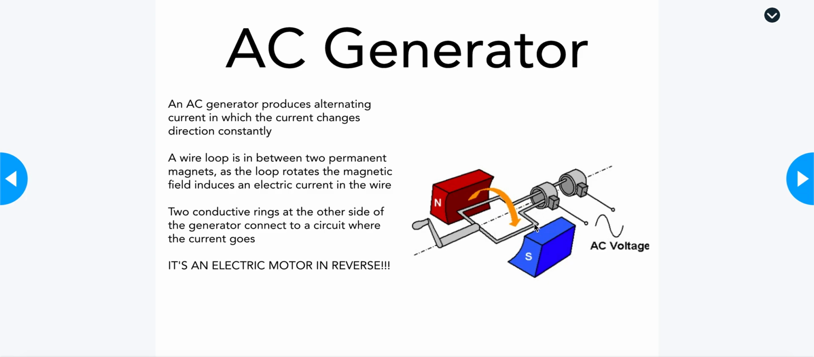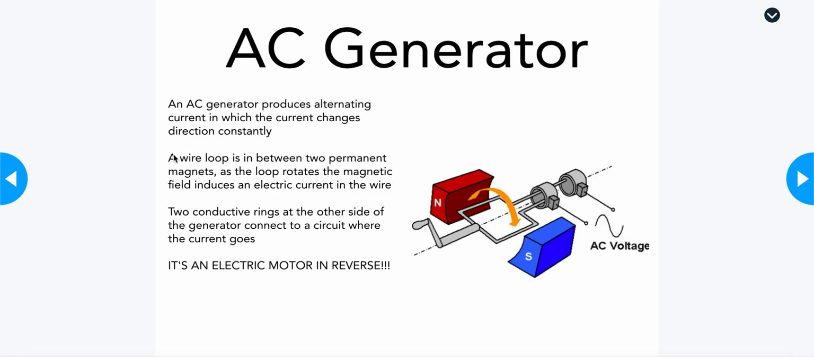What we have here is a loop of wire, and it is connected to a handle, and it's placed between two magnets. Your north pole of the magnet here, your south pole of the magnet here, and it is rotated. And you will see that this loop of wire is connected to these metal rings. This one right here on the right is connected to this first metal ring. This one on the left is not touching that first metal ring, but is touching the second metal ring. And then those are connected to the circuit.